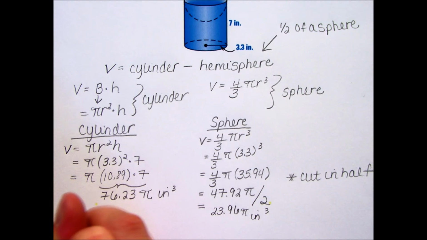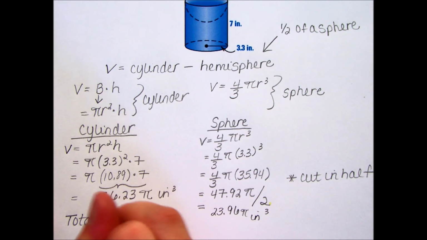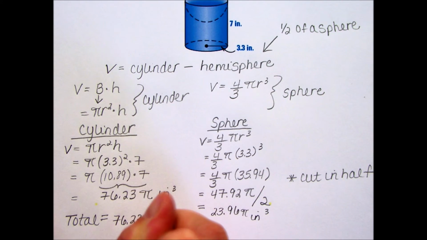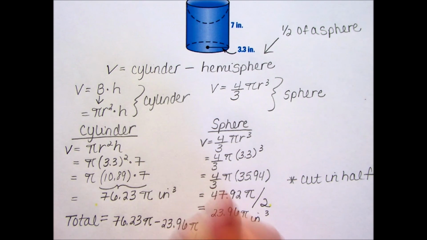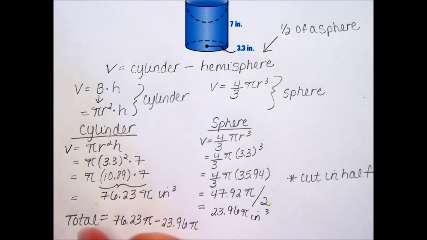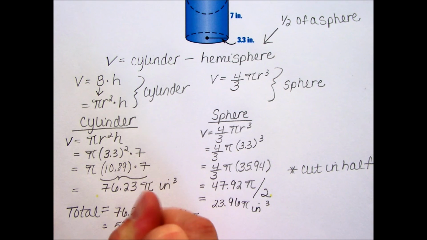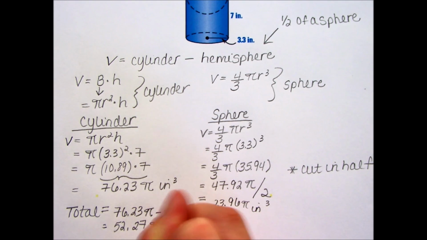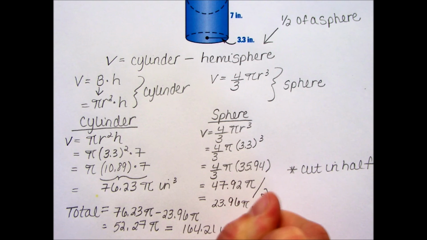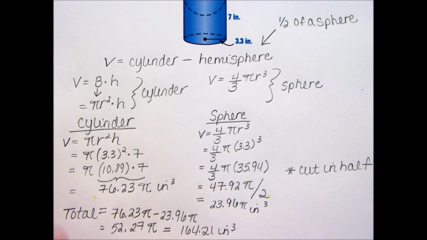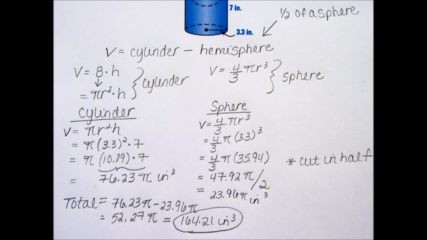cylinder. So for our total volume of a composite solid, we need to take our volume of our cylinder, which was 76.23 pi, and then subtract from it the volume of that hemisphere we just found, which was 23.96 pi. Subtract the coefficients to begin with, 76.23 minus 23.96 to get 52.27 pi, and then lastly multiply those two numbers, 52.27 times pi, to get a final answer of 164.21 inches cubed, the volume of the composite solid shown.